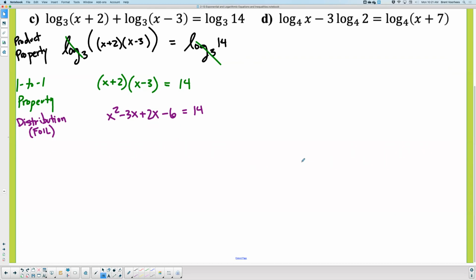Okay, so how can I solve from here? Let's combine our like terms. What like terms do we have? Yeah, and I'm also going to, because it'll become a trinomial, subtract my 14 across. So I now will have x squared minus 3x plus 2x is negative x, and minus 6 minus 14 more. Negative 20 equals 0. That was combining our like terms.